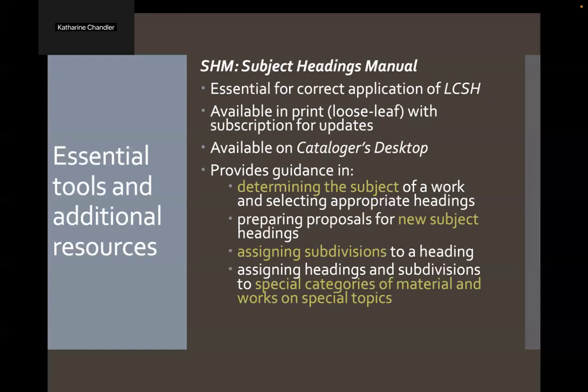So then you have the subject headings manual, which is essentially for correct application of LCSH. It's available in print with subscription for updates. And it used to be that you only had print. It was not available online. So there were shelves and shelves full of these things. And it was actually easier to use than ClassWeb. It's available on Cataloger's Desktop or actually in RDA. I think that it's available on the RDA subscription.